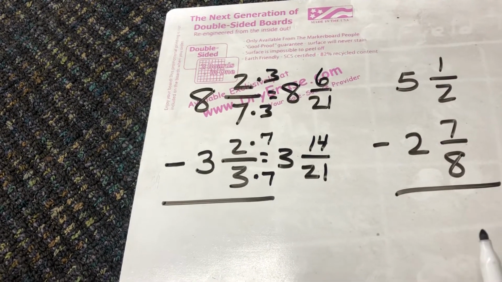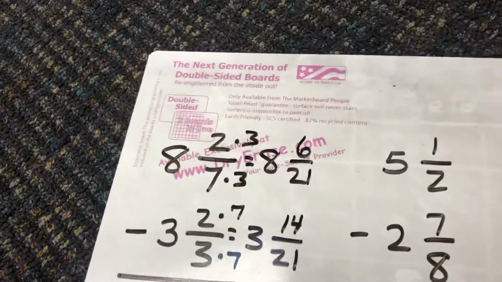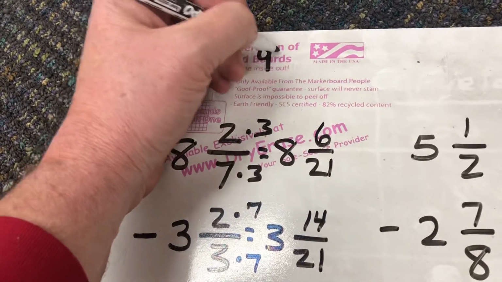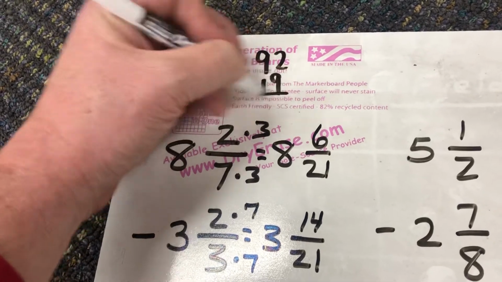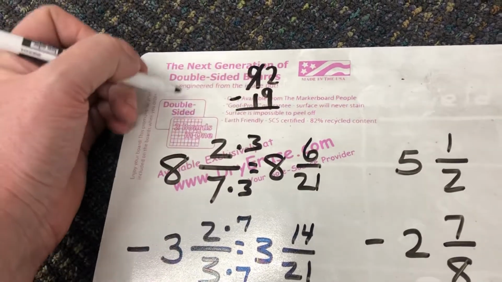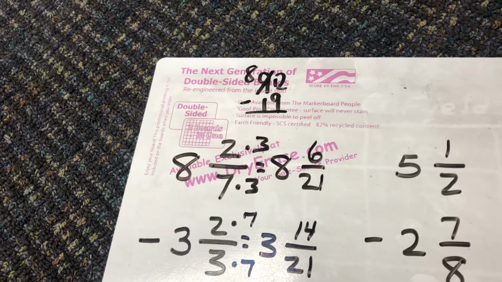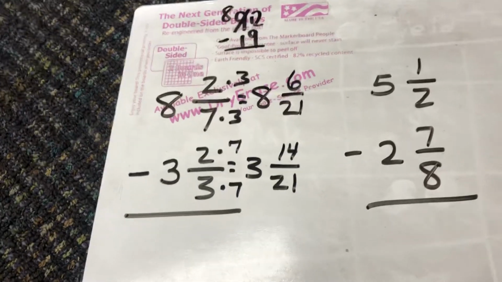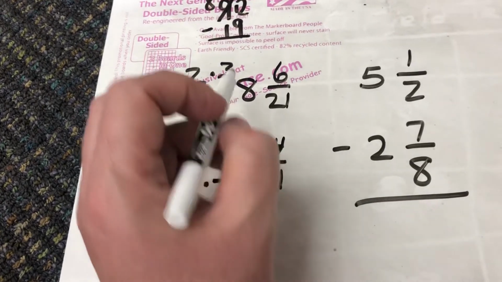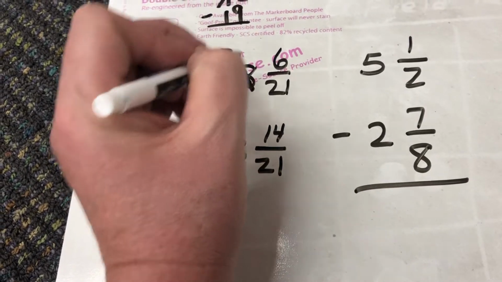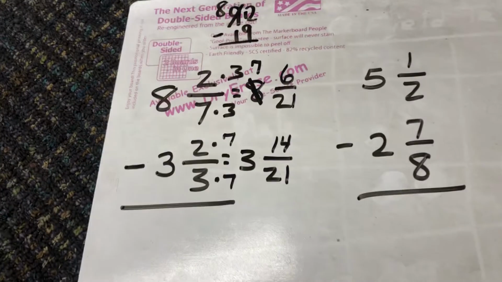So when you can't do things, when you have problems with whole numbers, like when you're doing 92 minus 19, I know that I borrow from the 9. I make that an 8. I make that 2 a 12. I know that that's what I do when I'm using whole numbers. But with fractions, it's slightly different. I'm still going to borrow from this whole number here. And my 8 is still going to become a 7.